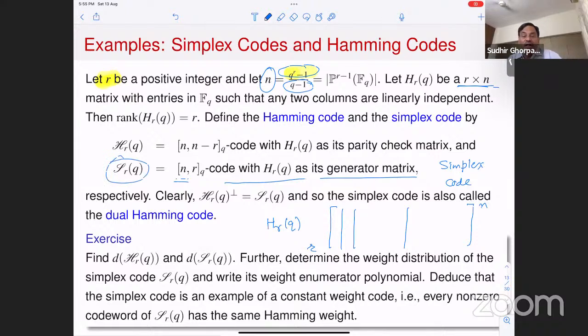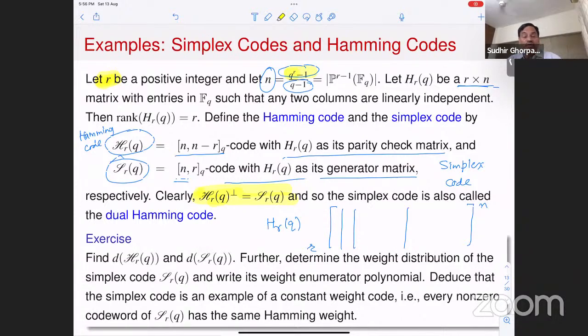Okay. On the other hand, if I think of that matrix as the parity check matrix of some code, in other words, I look at the code of length n and dimension n minus r with this H_r^q as its parity check matrix, then that is denoted by H_r^q, and this is called the Hamming code, after Richard Hamming. So, a nice class of codes. It is clear, I think, from the description that these two codes are duals of each other. The dual of H_r is S_r, and therefore the dual of S_r is H_r.